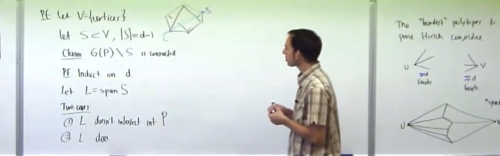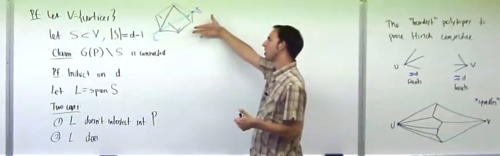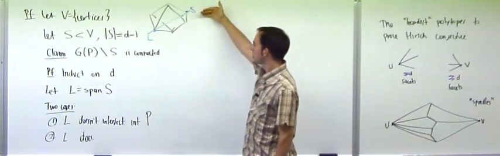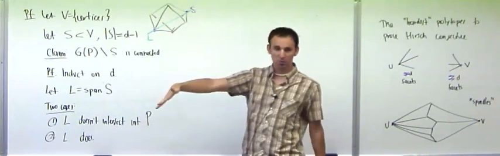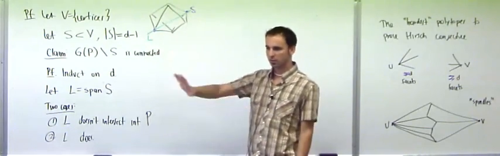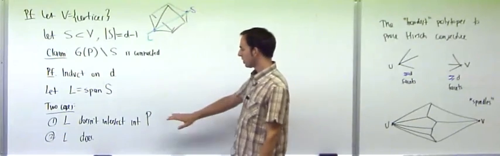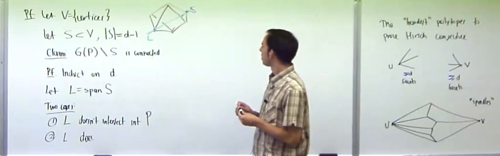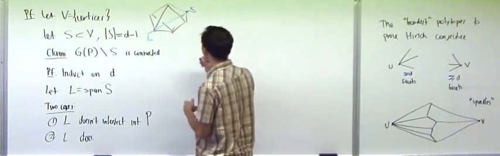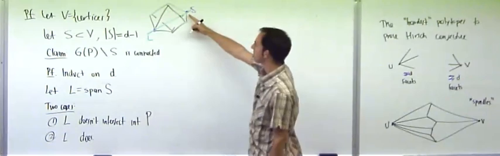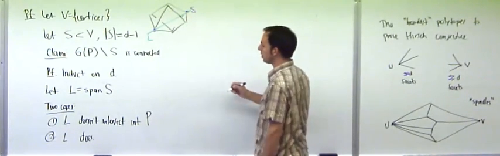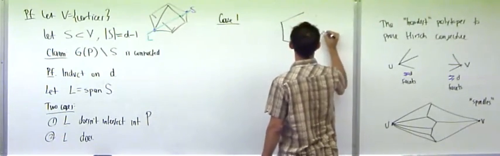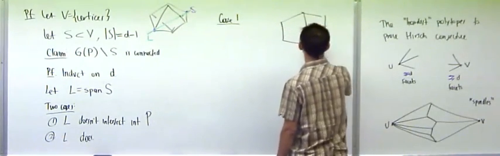Basically I'm saying either this affine subspace pierces through the polytope, or it just kind of brushes the boundary. So the first case is that it only brushes the boundary. That's not the case that I have here, because in this case, I am going through the inside. In case 1, what I have is that the polytope looks like this.